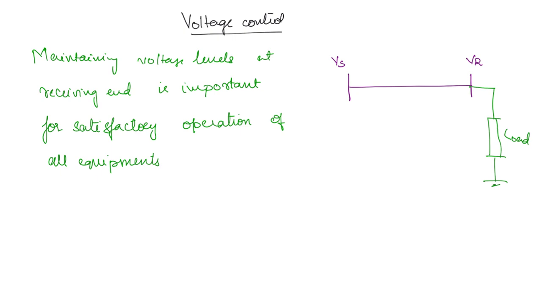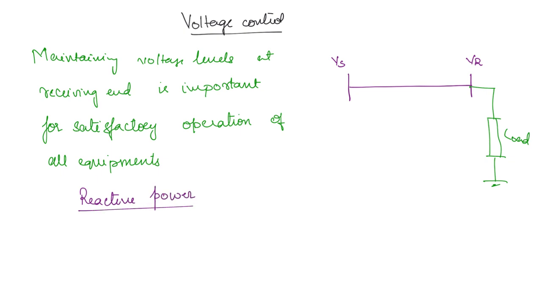But whatever load is connected, that is not dependent on the distributor, right? Whoever is supplying the voltage, the power supplier, is not going to decide how much load is being given to them. It will depend on the customers. So if the load cannot be controlled by the supplier, then what can the supplier do so that this voltage level is maintained? The key here is the reactive power.